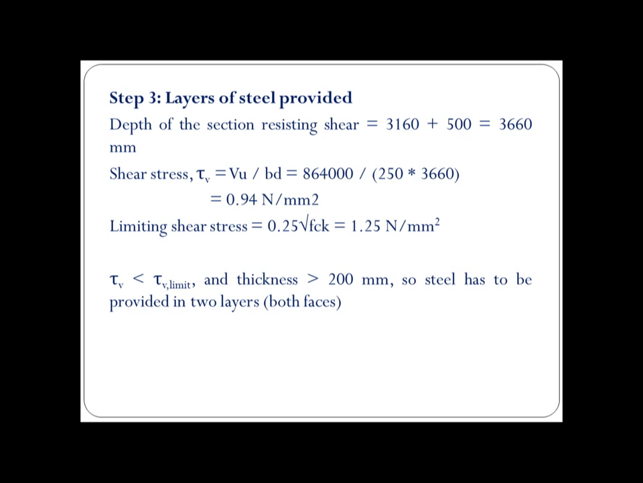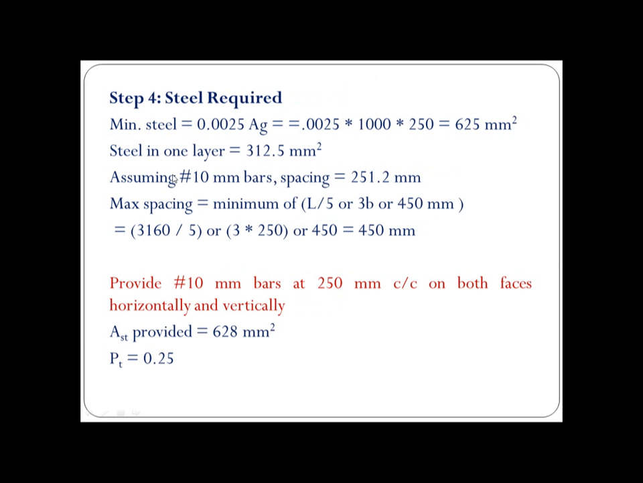So the factored shear was 864 kilonewtons. And we need to consider for shear resisting the center to center distance between the boundary elements. So 3610 plus 500 by 2, 500 by 2. So we get 3660 mm. So this results in 0.94 Newton per mm square, and limiting is 1.25, and so it is safe. But whereas the thickness is exceeding 200 mm, so we need to provide steel in two layers, that is one at each face. Steel required, so we go for the minimum steel initially.